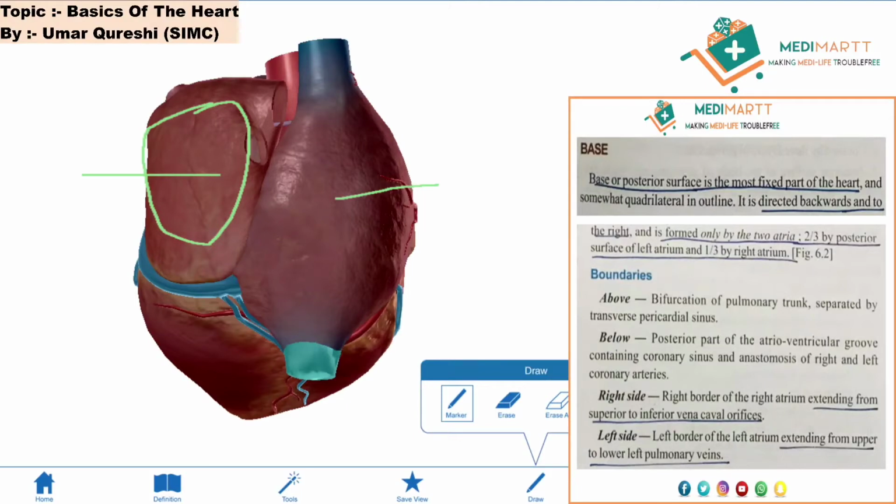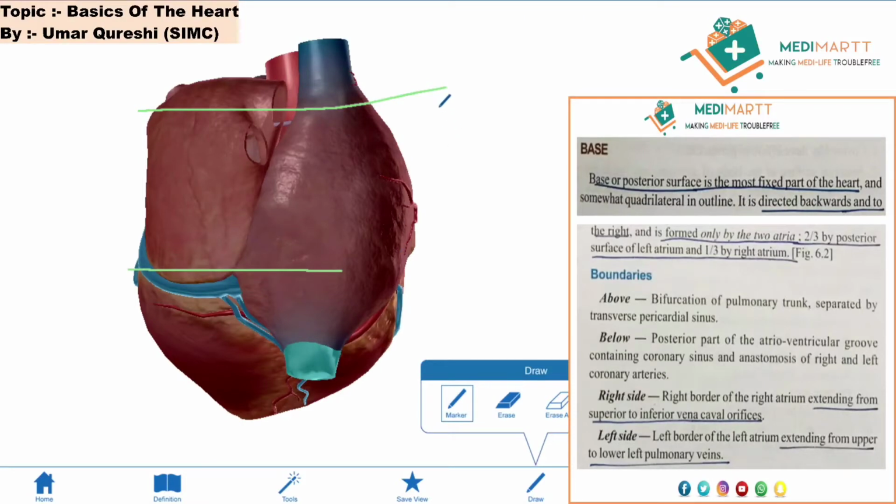Now we will see the boundaries of the base: above, below, right side and left side. So this is above, this is below, this is the right side and this is the left side. On the above, the boundary is the bifurcation of the pulmonary trunk, separated by the transverse pericardial sinus. So there is a pulmonary trunk, and bifurcation means dividing into 2 things.